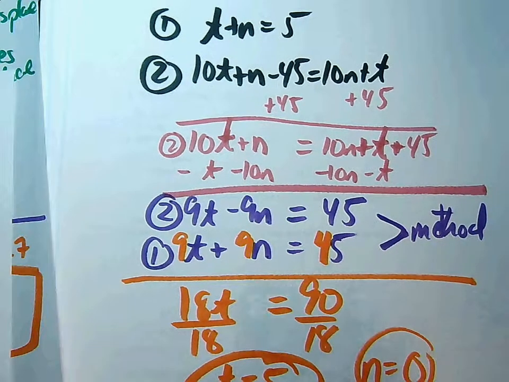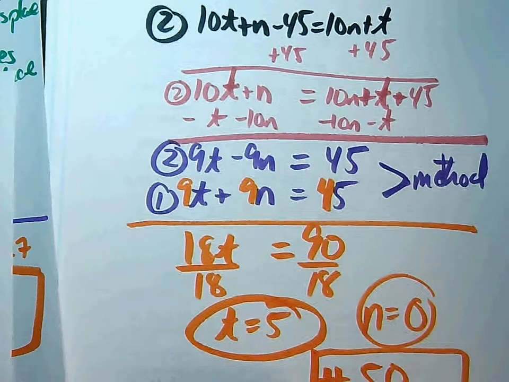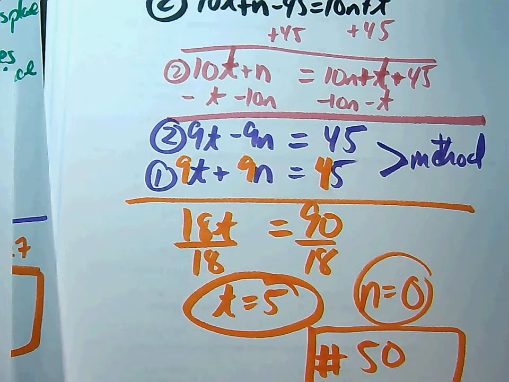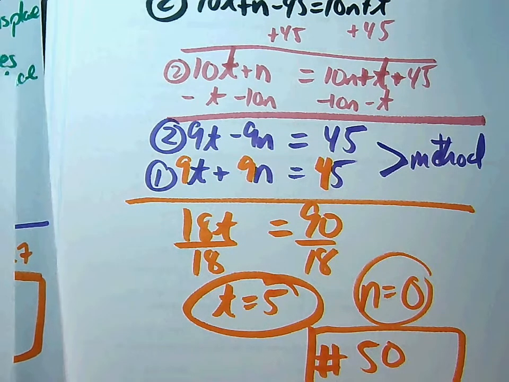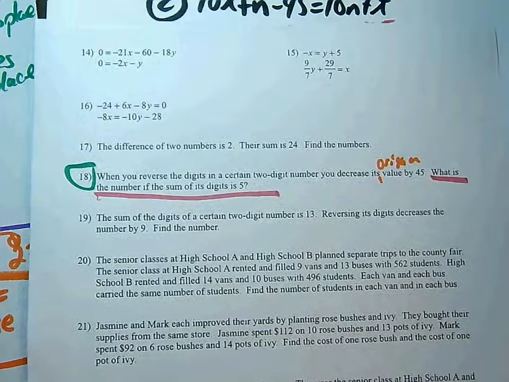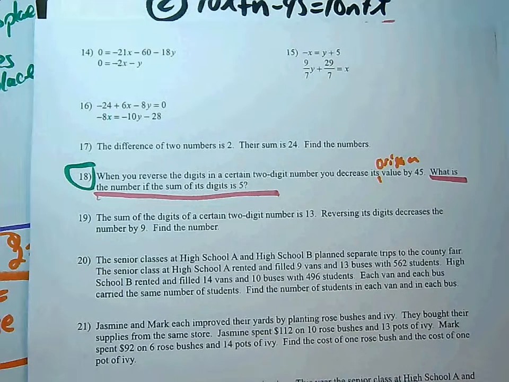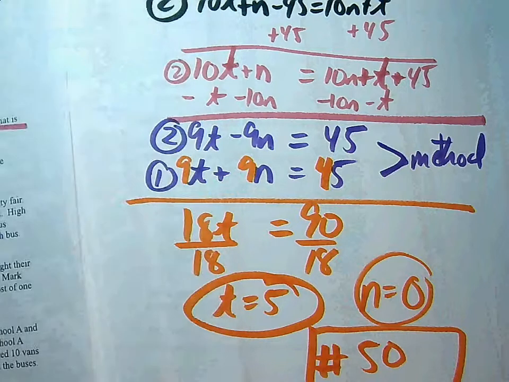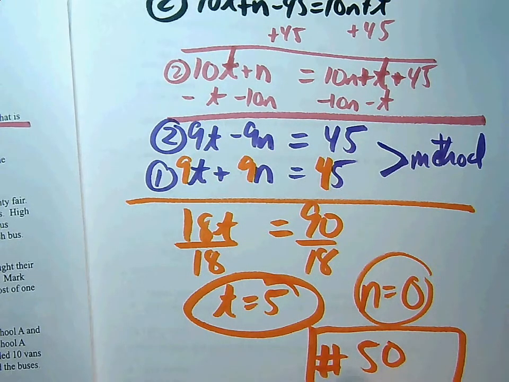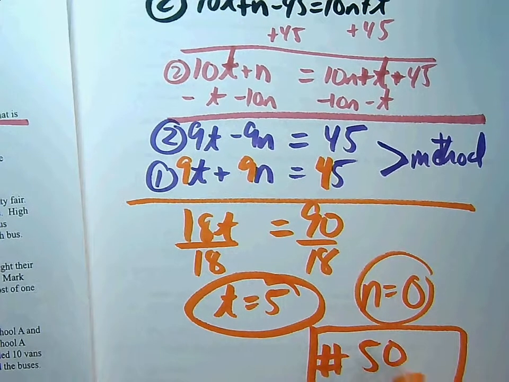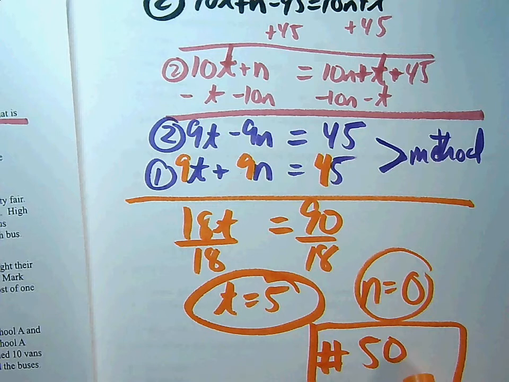That's your answer. And now I'm going to go back, because I'm smart enough to know that I better make sure that this works with the problem they gave me. So I'm going to go back and look, and it says when you reverse the digits, you decrease its value by 45. Well, 50 reversed is 5. Is that decreasing it by 45? Yeah. And the second thing says that when you add the digits together, it should be 5. If I add up 5 and 0, is that 5? Yes.